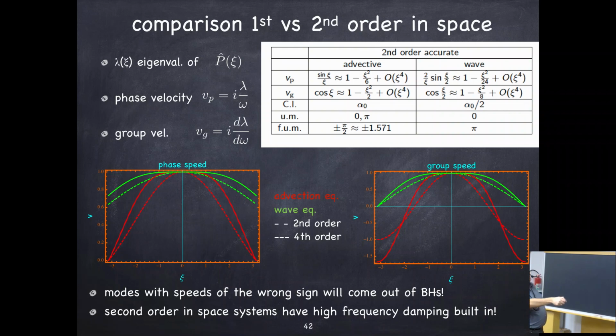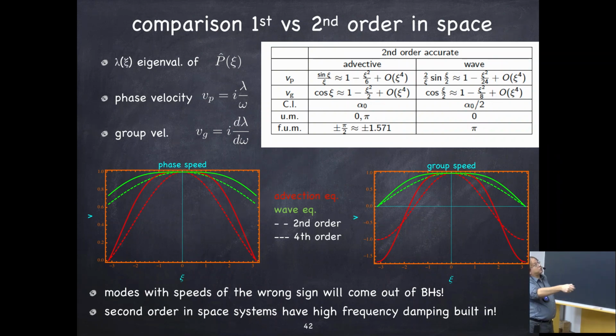Okay? And it also basically tells you, if you have some component in your grid which has this frequency, what is the speed at which this frequency travels through your grid. All right? And then you see something else. So the wave equation, if you discretize it second order in space, you see that the velocity always is the same sign. It's always positive. And for the maximum frequency, it's 0, but it doesn't get negative.